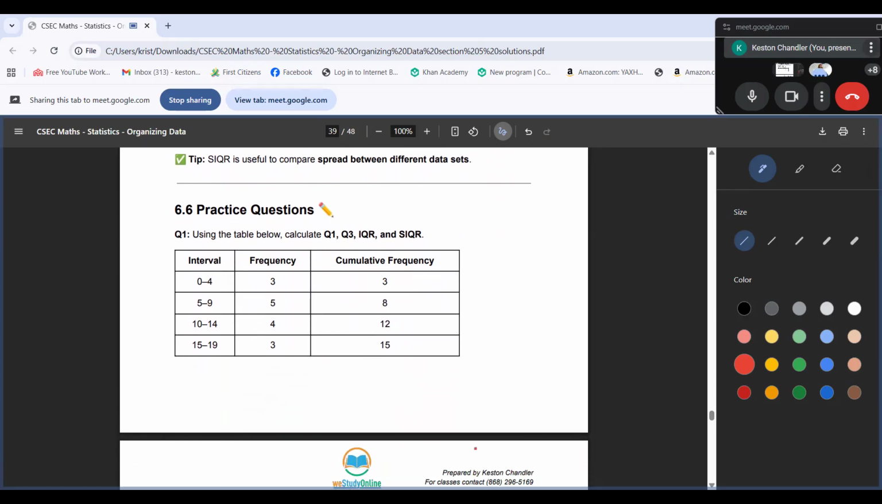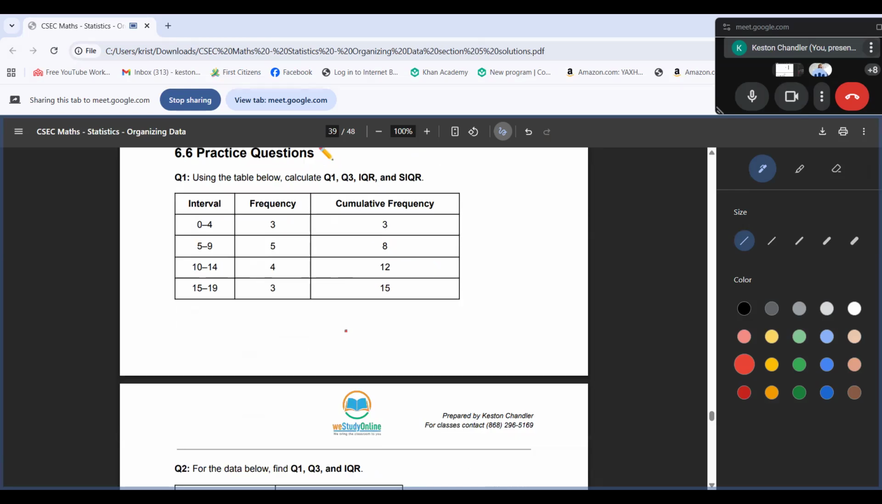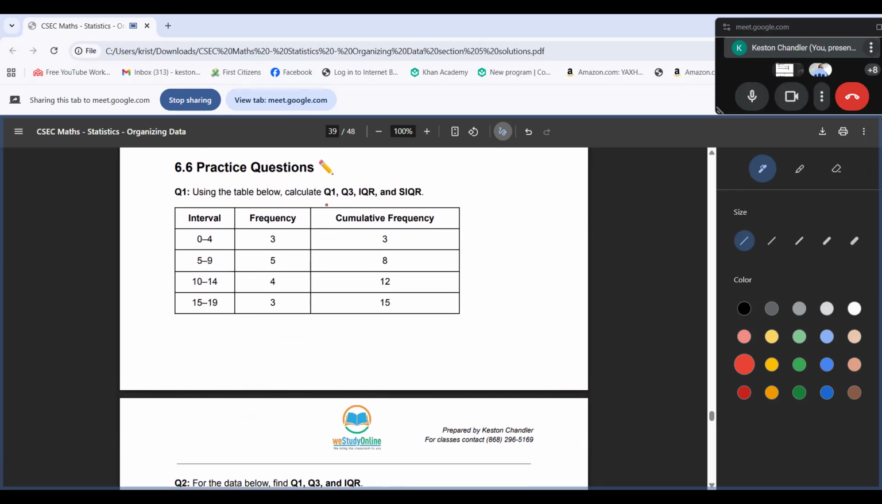So let's try a practice question now. Right? Using the table below, we want to calculate Q1, Q3, the interquartile range, and the semi-interquartile range. I'm going to write a formula just so that you remember how to work it. Q1 is going to be the lower class boundary plus, on top, we have n over 4 minus the cumulative frequency of the class before, over the frequency of the class that you have identified as a Q1 class, multiplied by a width. Q3, similar.